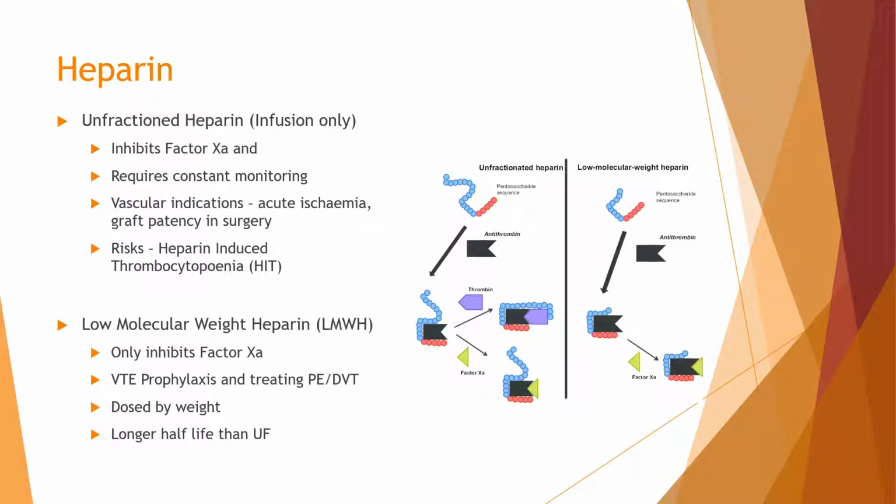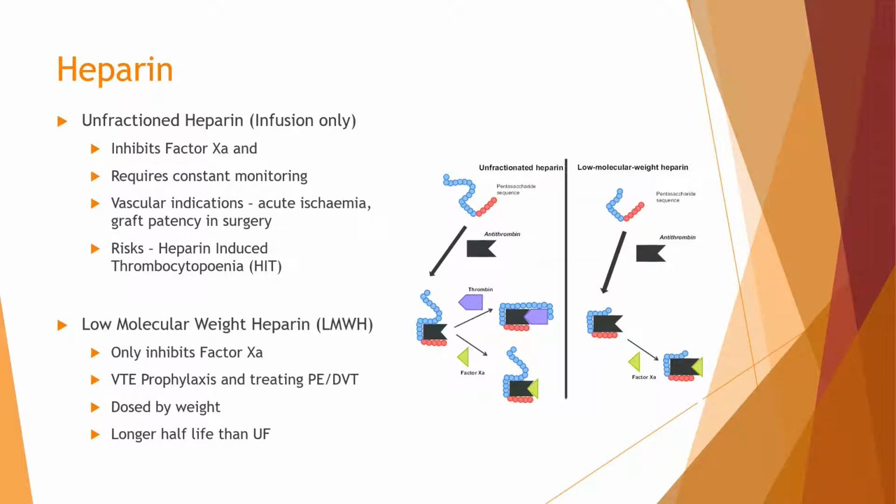And this is in contrast to low molecular weight heparin. Low molecular weight heparin only inhibits factor 10A in the clotting cascade, and it has a much longer half-life. So what this means is that low molecular weight heparin does not require any monitoring on a regular basis, but we do dose it by patient's weight.